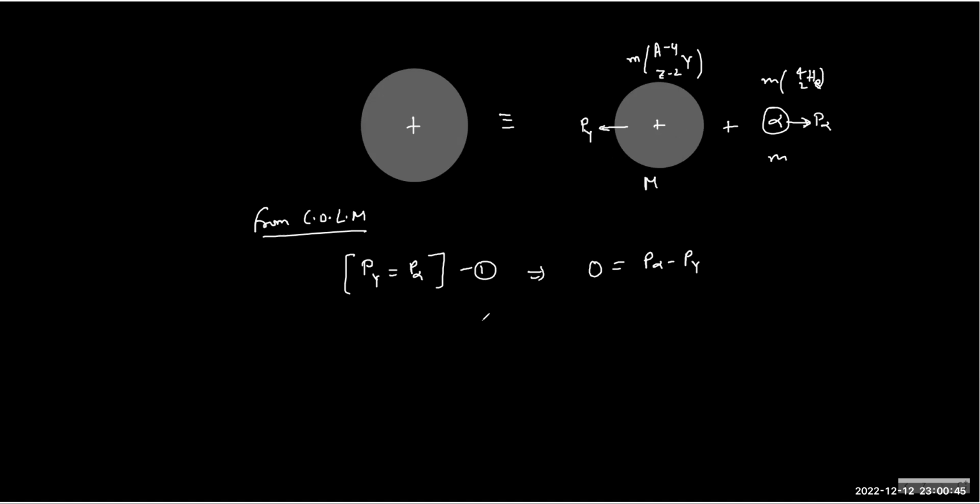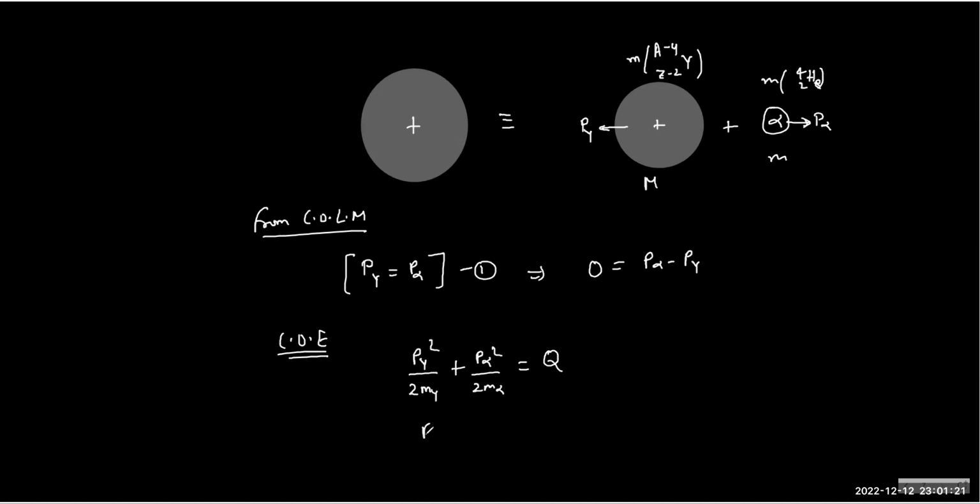From conservation of energy, the total kinetic energy of the system we can write as P y whole square by 2 m y, plus P alpha whole square by 2 m alpha, equals the Q value. Tell me yes or no. Any doubt so far? And we know that both are equal, P alpha equals P y.